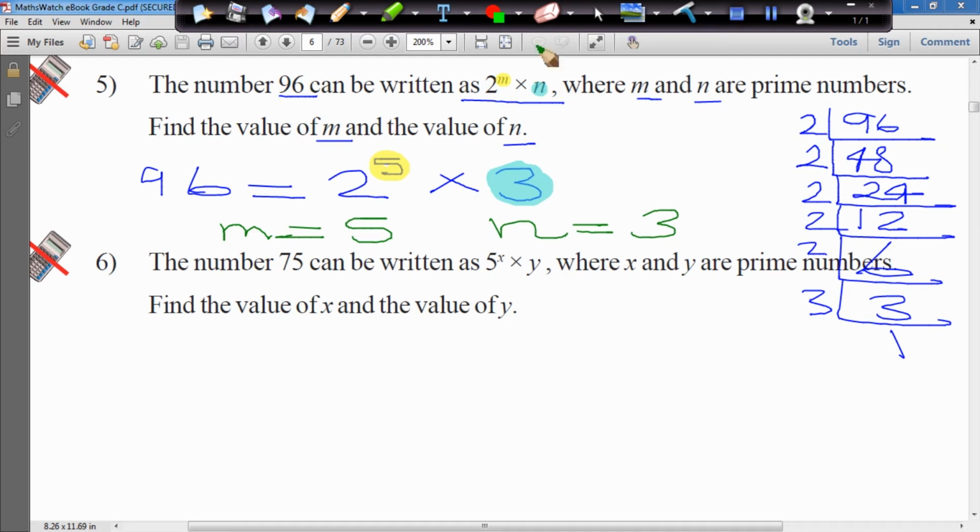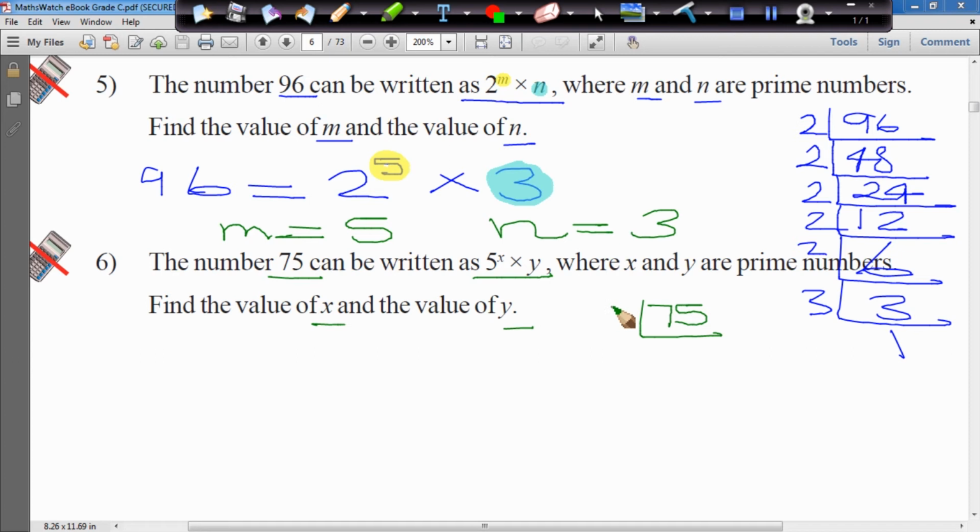We'll do that as well together. Okay, the number 75 can be written in the same kind of way. X and y are prime numbers. Find the value of x and y. So let's have a look. 75.